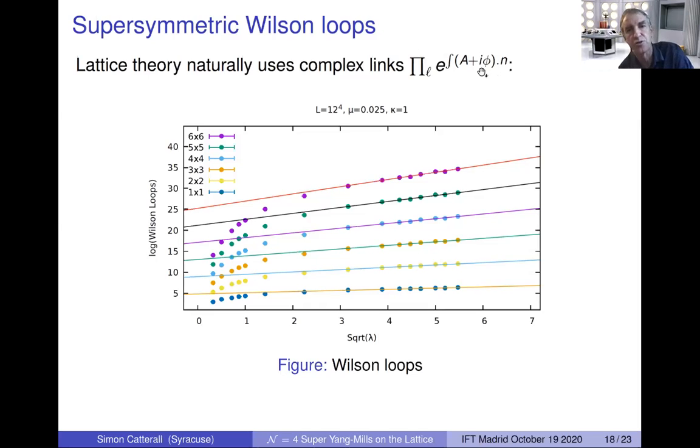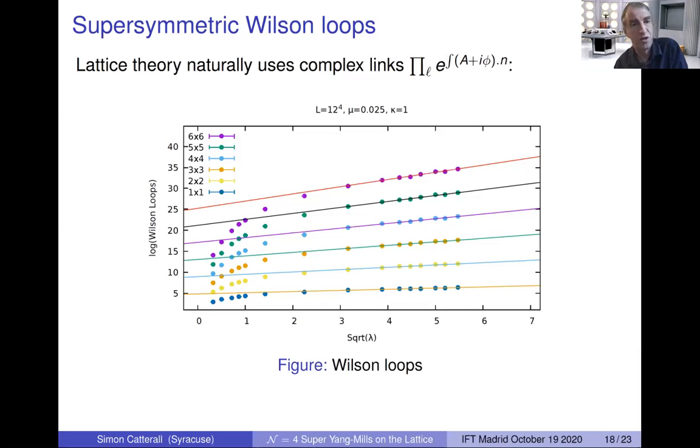Our construction naturally involves complex gauge links, which naturally leads to supersymmetric Wilson loops. So this is very much in the spirit of, say, Maldacena's calculation of the supersymmetric Wilson loop. For us, the complexification, the fact that the scalars appear up here, is built into the theory to start with. It would be harder for us to look at the ordinary Wilson loops than these supersymmetric ones. And it seems like they exhibit this root lambda scaling that one expects from holography.